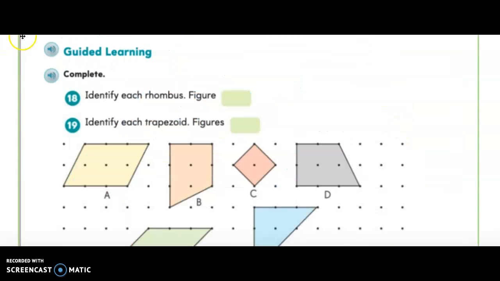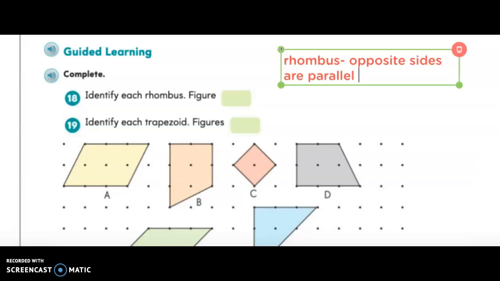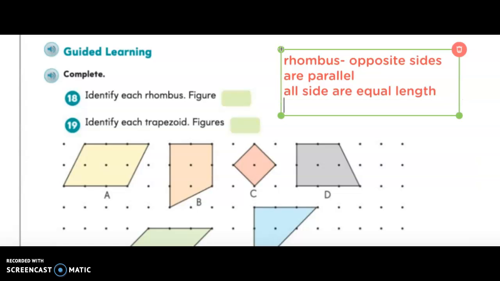Alrighty, so we're going to do some practice here. We need to identify the figure that is a rhombus. Before we start, let's think back to the last slide, what we learned about a rhombus. For the sides, the opposite sides are parallel. All sides are equal length. And there are four angles in a rhombus.